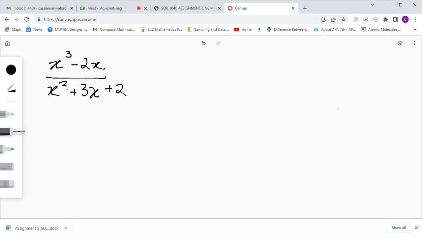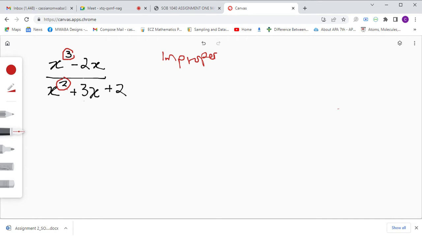Alright, so we've been told to decompose this into partial fractions. The first thing that we're going to do is compare the power of the denominator against the power of the numerator. Here we can see that our denominator's highest power, which is x squared, is less than our numerator's highest power, which is x cubed. So this is an improper fraction.